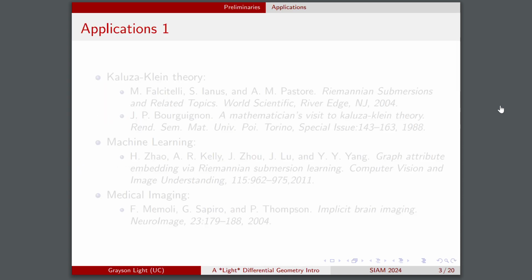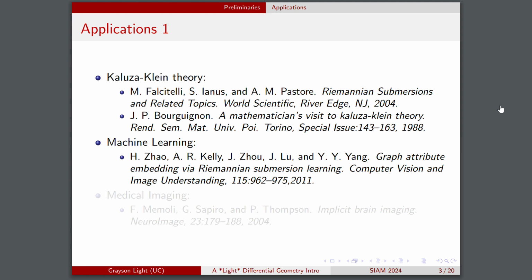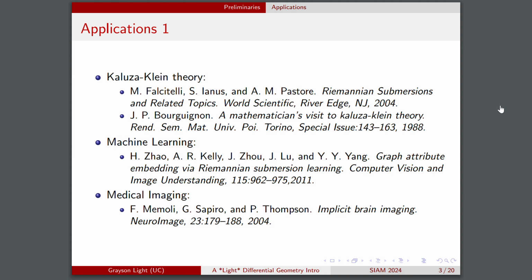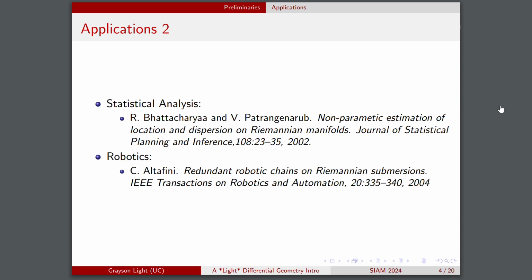So first off, why do we care? Why do we care about submersion theory? Well, because this is the Society for Industrial and Applied Mathematics, let's go into some of the applications of submersion theory. The first being Kaluza-Klein theory. This is a classical theory combining gravitation and electromagnetism in physics. Indeed, it uses submersion theory as well as machine learning. There are also MRI, like medical imaging applications too, as well as stats and modern robotics. So indeed, these applications do exist, and it is worth looking into submersion theory in general to find more applications.